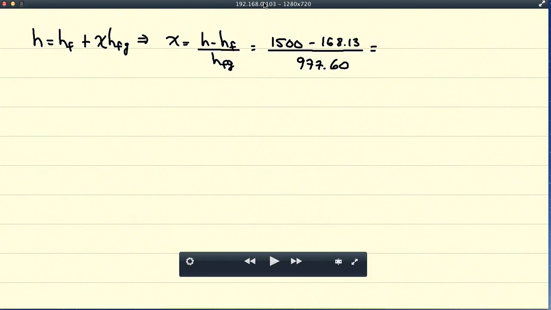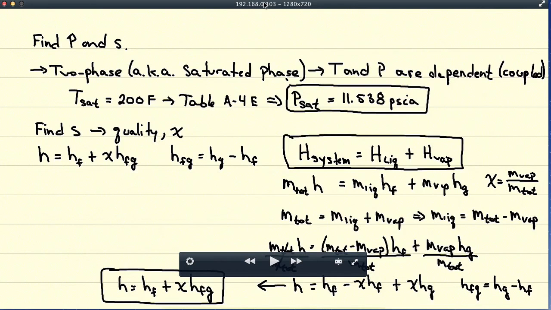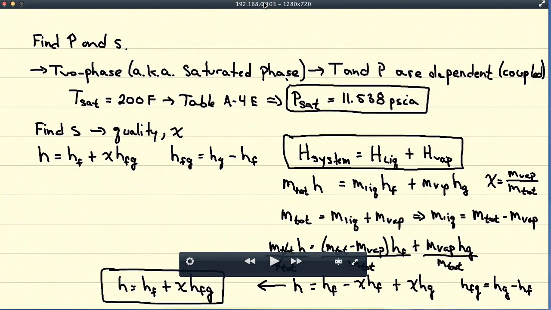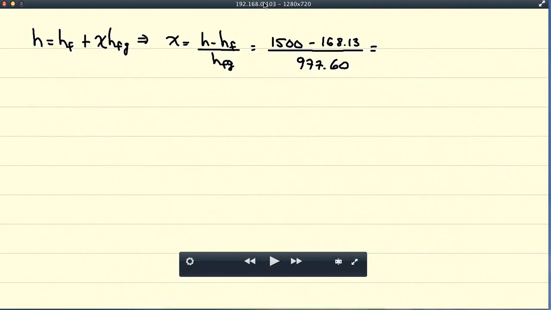Okay, so we can now calculate what our quality is. So 1500 minus 168.13, and then that divided by 977.6 gives us a number that is too high. Oh, I see where my mistake is. I'm sorry. I am saying that our enthalpy is 1500, but our enthalpy is actually 1000. I'm sorry, I didn't mean to mess you up there. So this is not 1500. This is actually 1000. My apologies on that.